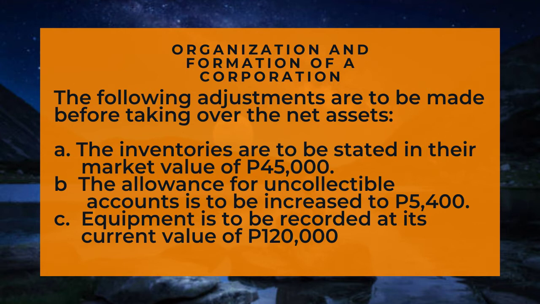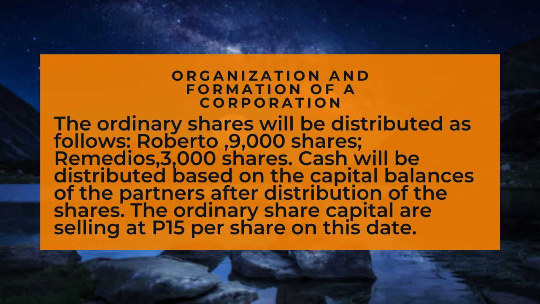Letter A. The inventories are to be stated at their market value of 45,000 pesos. Letter B. The allowance for uncollectible accounts is to be increased by 5,400 pesos. Letter C. Equipment is to be recorded at its current value of 120,000 pesos. The ordinary shares will be distributed as follows. Roberto, 9,000 shares. Remedios, 3,000 shares. Cash will be distributed based on the capital balances of the partners after distribution of shares. The ordinary share capital is selling at 15 pesos per share on this date.